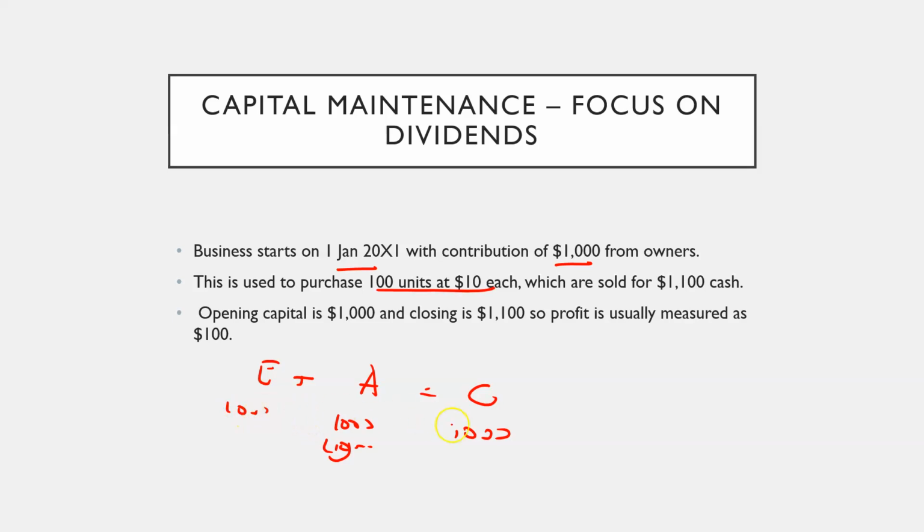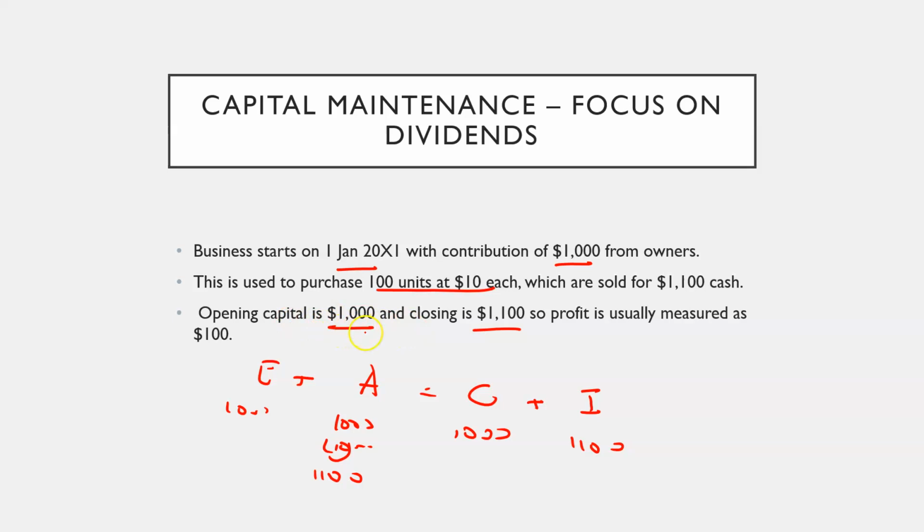And then they now sell, of course, everything for 1,100. You now have 1,100 in the bank. So you have profit of £100. So opening capital is 1,000, closing capital. So when you bring the E here, of course, you now have profit of 100, don't you?